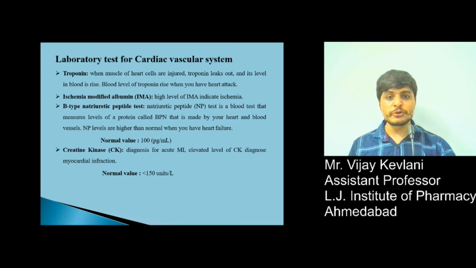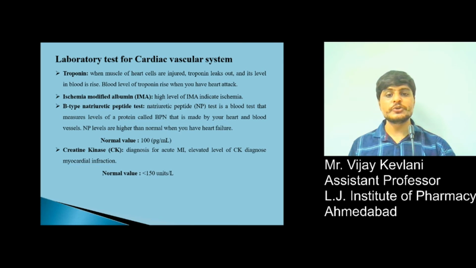Then after, laboratory tests for the cardiovascular system. Very first is troponin. Whenever there is cardiac damage, there is a release of troponin, so in your blood, troponin levels will be high. That indicates you are having a cardiac related problem. Next is ischemia modified albumin. High levels of ischemia modified albumin are seen in ischemia.